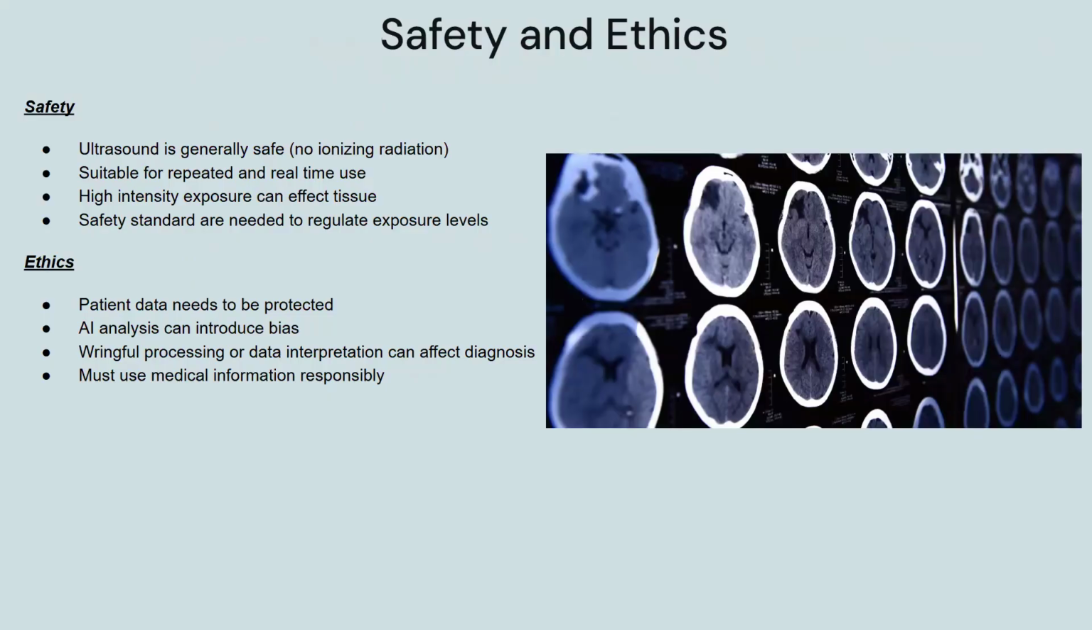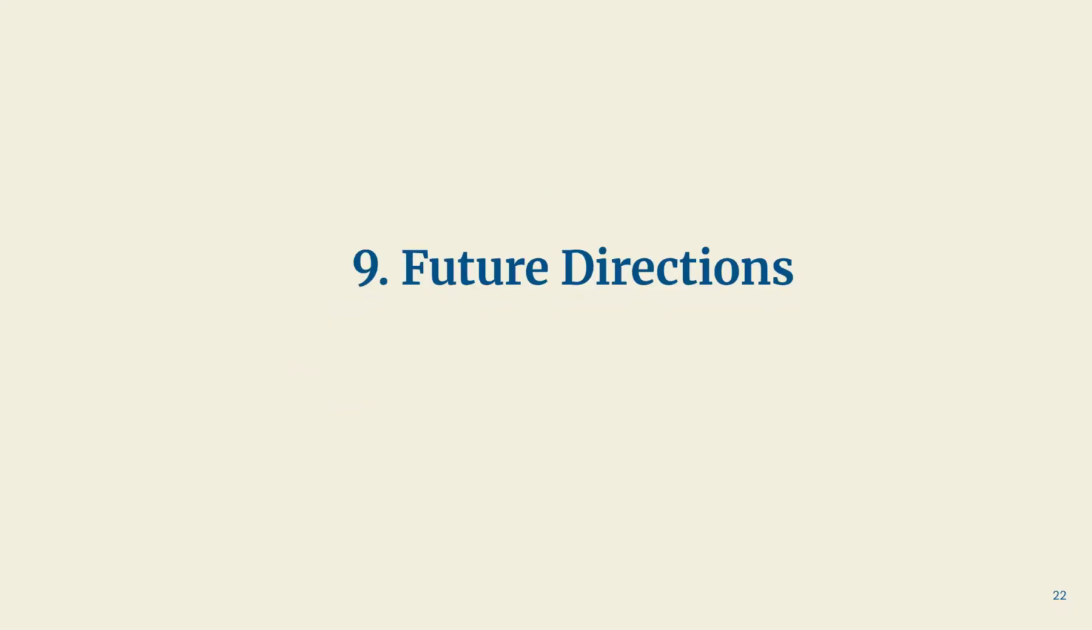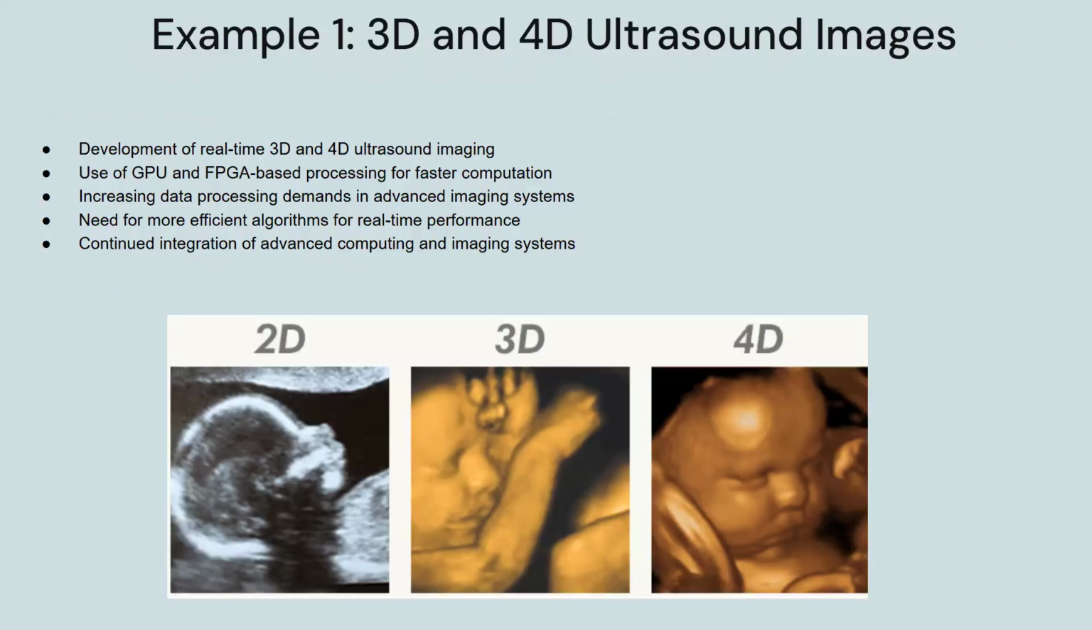Safety and ethical considerations. Ultrasound is generally considered very safe because it does not use ionizing radiation, making it safe for repeatable use in real-time monitoring, such as in pregnancy. However, at high intensities or long exposure times, ultrasound can produce biological effects such as tissue heating or mechanical stress. Ethical considerations are that AI and data-driven approaches can introduce biases, not have the most reliable results, or produce a misinterpretation of these results.